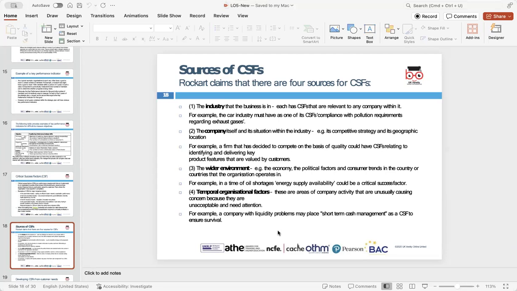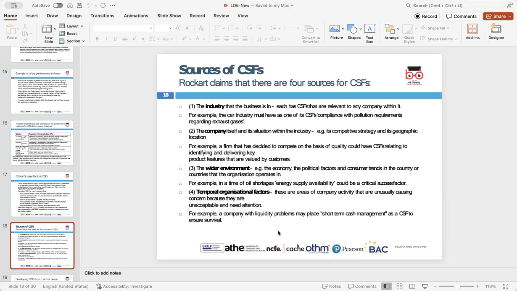In any organization, first, the industry in which the business operates is significant. Each industry has its specific CSFs, for example, compliance with environmental regulations regarding exhaust emission is a CSF in the automobile industry. Second, the company's situation within its industry must be considered, including its competitive strategy and location. A company that competes based on quality may develop CSFs around identifying and delivering product features that consumers value most.